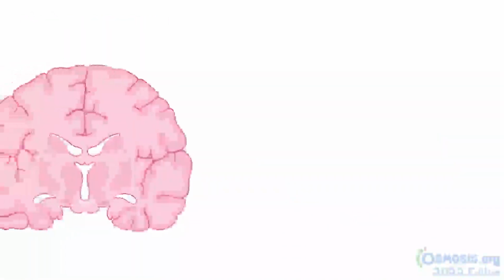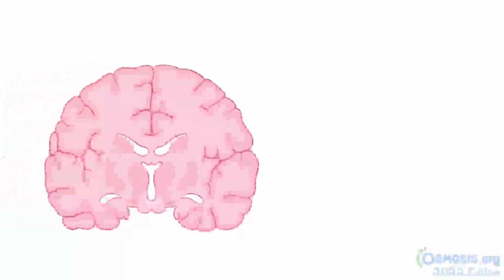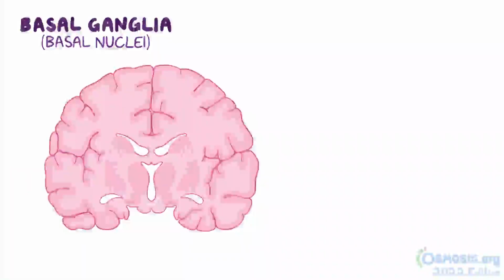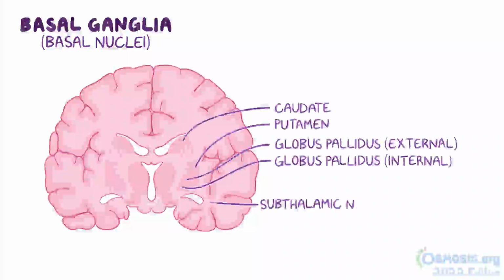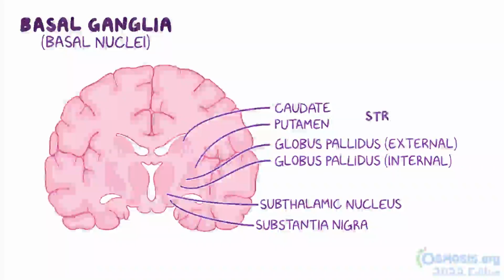Found throughout the subcortical white matter are further collections of gray matter masses containing neuronal cell bodies referred to as the basal ganglia, also called the basal nuclei. The basal ganglia consist of the caudate and putamen, the globus pallidus, the subthalamic nucleus, and the substantia nigra. Note that the term striatum refers to the caudate and putamen.